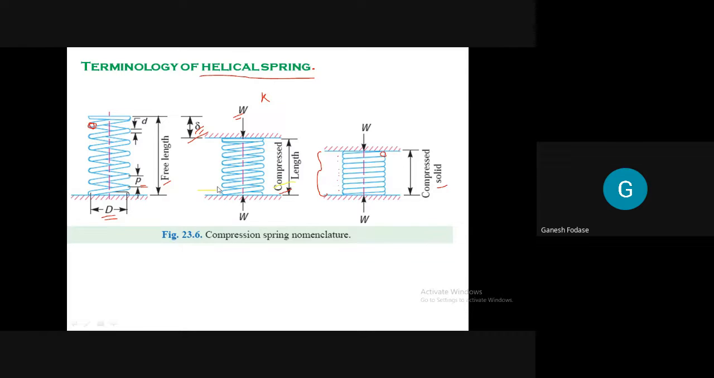Now, what is the relation between this compressed length and free length? Can anyone tell me? Let's say LF is the free length and LC is the compressed length. What is the relation between free length and compressed length? Can you observe and tell me? It's very easy.